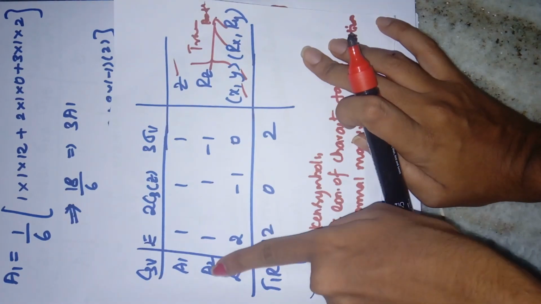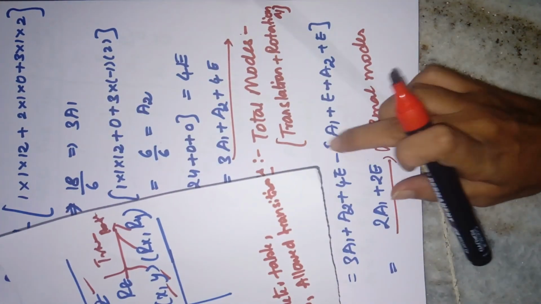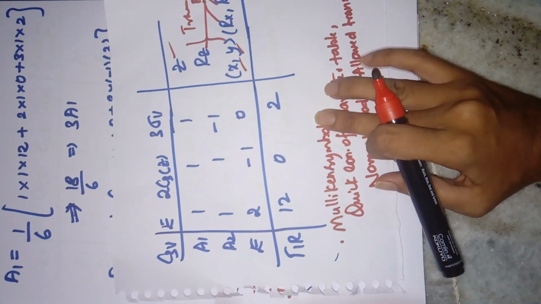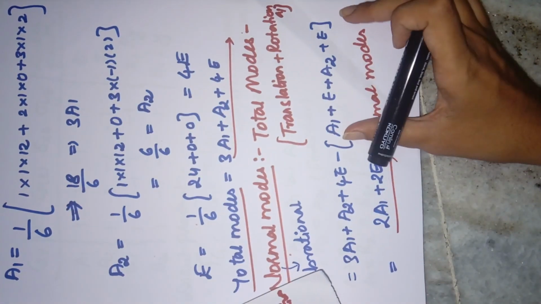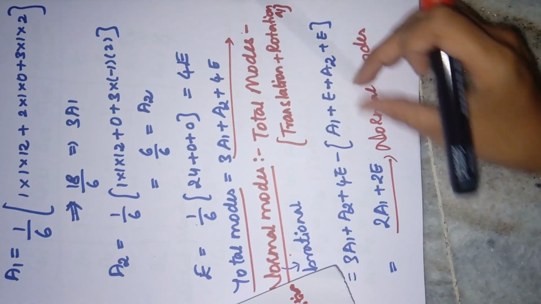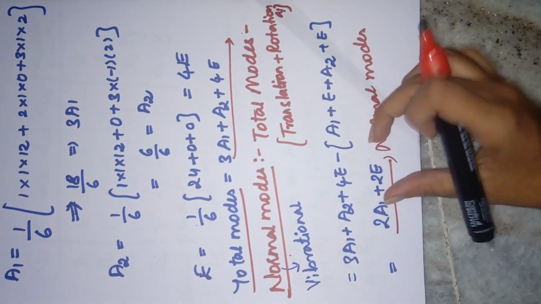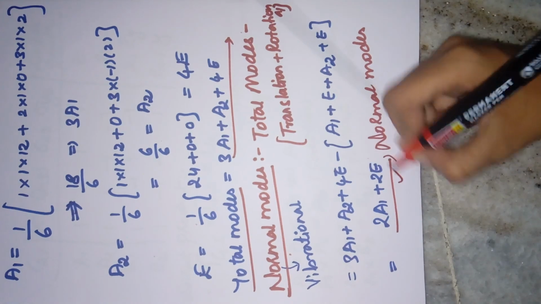So subtract a1 and e, and then rotational. Where are rotational present? A2 and e. So a2 and e also you just write down. So subtract all this, the resultant will be your vibrational modes, that is normal modes. So this will be asked in the exam, to calculate the normal modes.